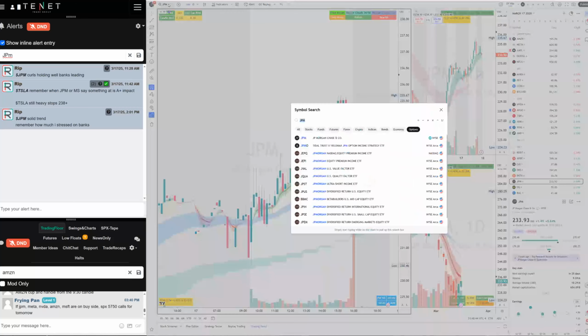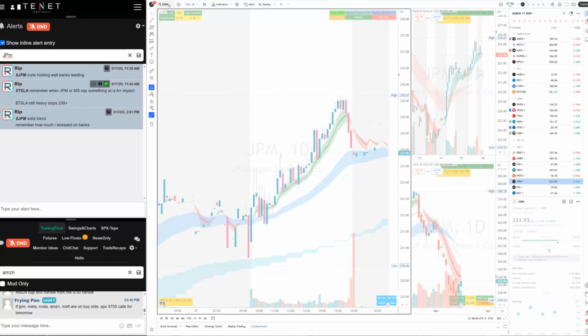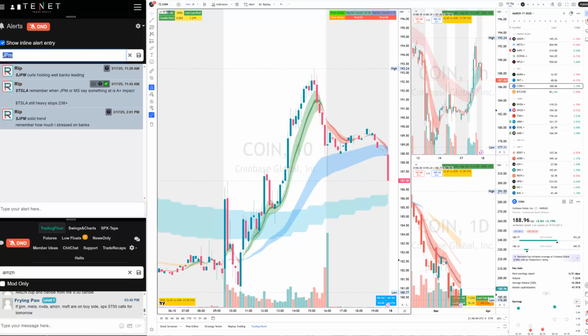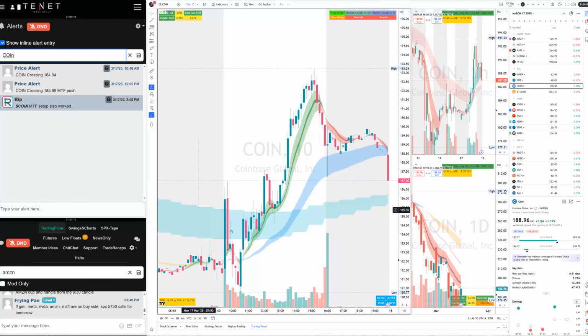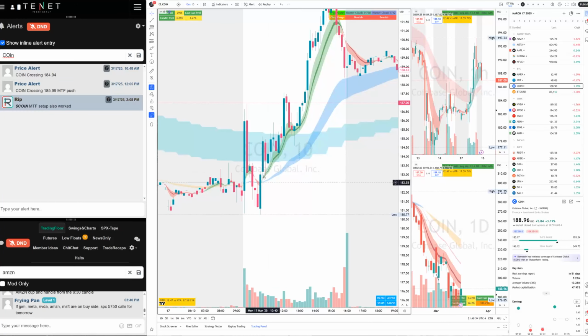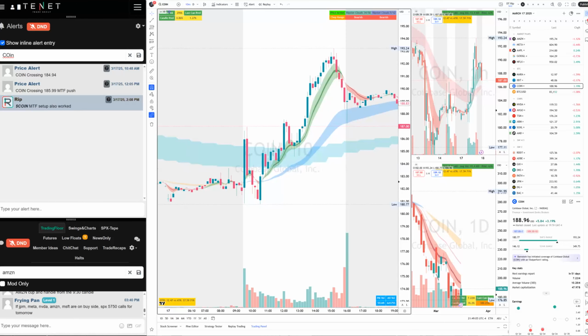So next one we're going to look at is Coin. What was happening with Coin? Coin was mostly my voice guidance to the community. I told everybody that you can long Coin when it was pushing right into the MTF for MTF breakout. You can put your stops at 182. And you can see how it pushed over the MTFs, pulled back, held the MTF, and continued to push all day. So Coin was an MTF trade.